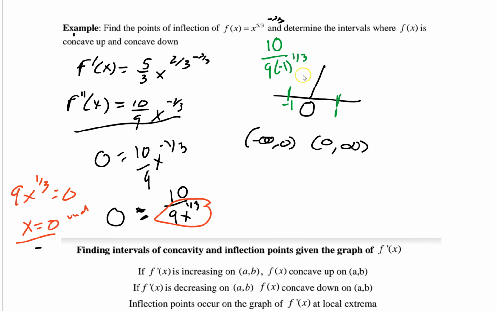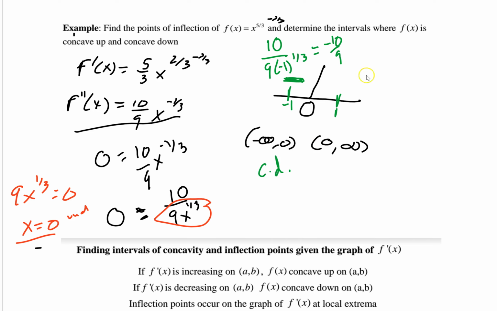Now here's the thing. This is a third root. Odd roots do negatives fine. Even roots would make a problem. If it was an even root, I would have no solution. I wouldn't have an increase and decrease right here. But this is an odd root, so it works. I just get a negative 10 over 9. So that's a negative. Concave down.